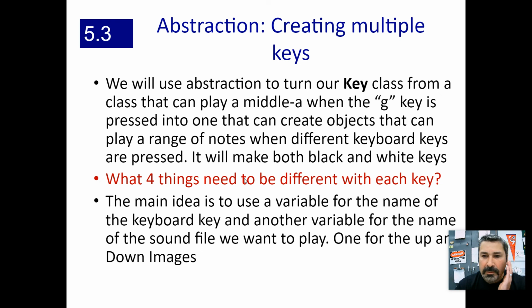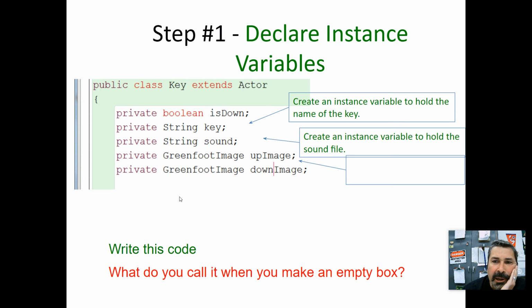Write that. If you don't know, ask me. You should be able to figure it out. What 4 things should be different about each key? All right, here's the answer, by the way. They should play when you press a different key. They should play a different sound. They should have a different up image and down image, because some have a white up image and some have a black up image. Some have a white down image, others have a black down image.